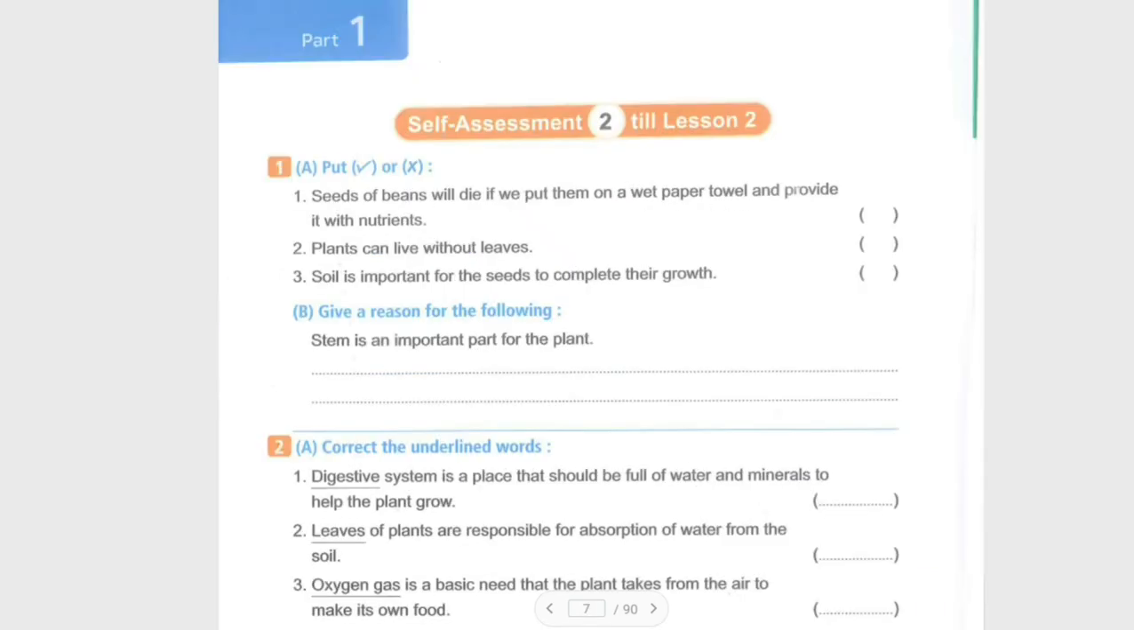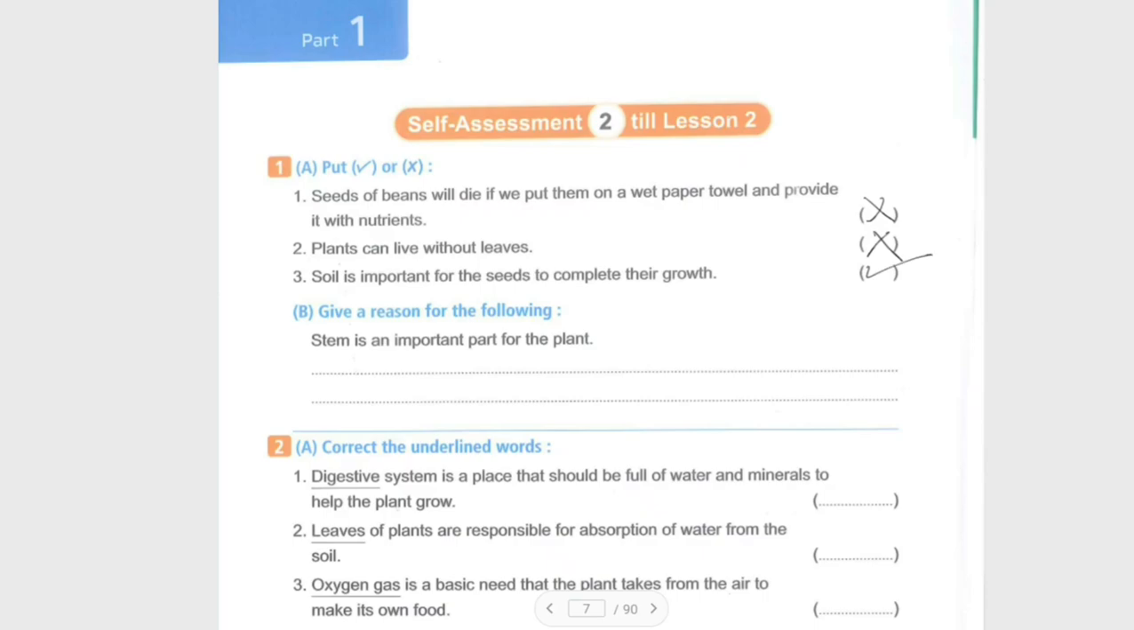Number 2, self assessment on lesson 2. We will start. Number 1, put true or false. Seeds of beans will die if we put them on a wet paper towel and provide it with nutrients. The answer is false. Number 2, plants can live without leaves. The answer is wrong. Soil is important for the seeds to complete their growth. The answer is true.